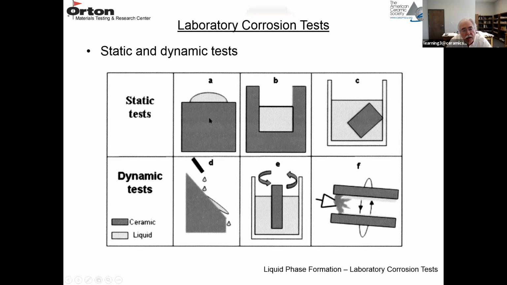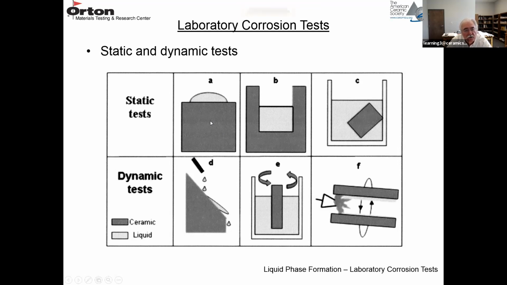The static test A, this is a sessile drop experiment. This is what I showed with the wetting. We had this configuration. You can put a droplet of the slag on top of the refractory. So the solid dark gray is the ceramic refractory and the light gray is the liquid. You can actually see how it reacts. So you can measure this contact angle. So that's a static test.